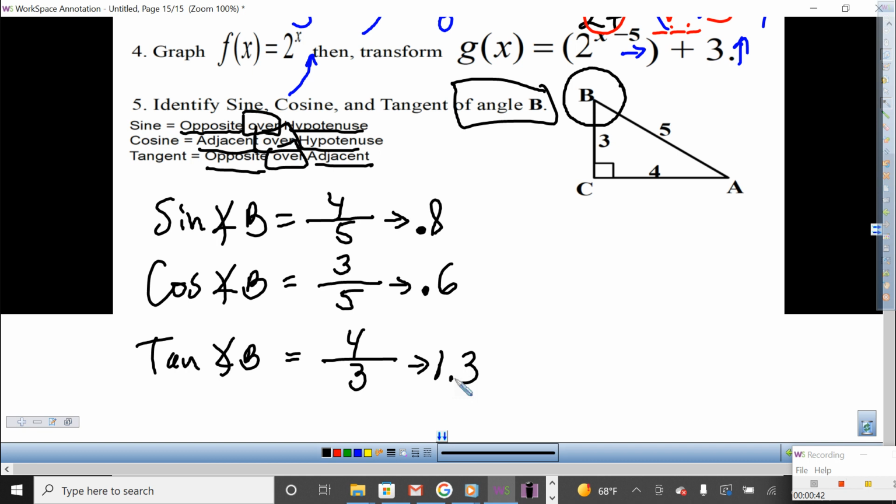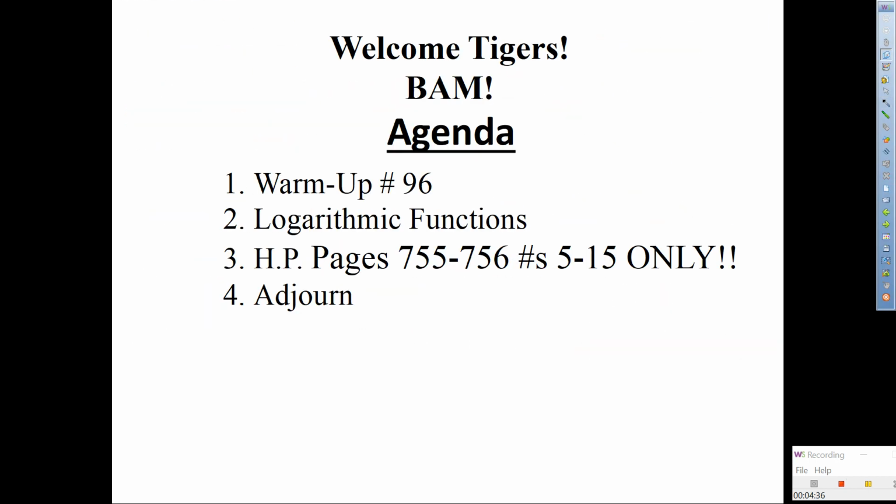All right, we good? Agenda for today, here we go. Warm-up number 96, logarithmic functions. We're moving on, and your home plate pages for tonight are 755, 756, numbers 5 through 15 only. And you can find that in Canvas. When you go to Canvas, to our home page, click on modules, and you're going to have a new module, which is labeled what? Logarithmic functions. You're going to find the home plate in there.